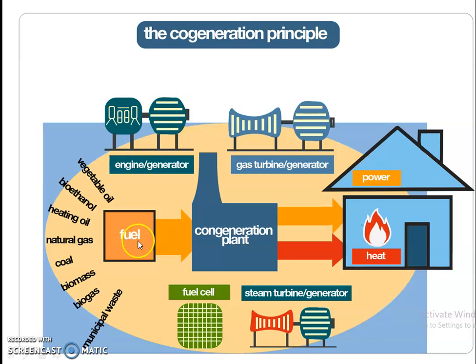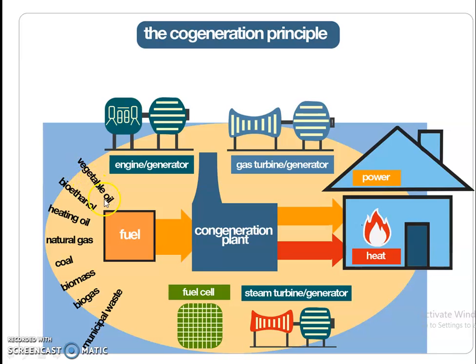As I told you previously, this is the cogeneration principle. From the engine we produce electricity, and also from the gas turbine, which uses natural gas, to produce electricity. From the steam turbine and generator, coal is used to produce steam and then electricity. And also from fuel cells, with the help of water, electricity is produced. These are all the sources used for a cogeneration unit.